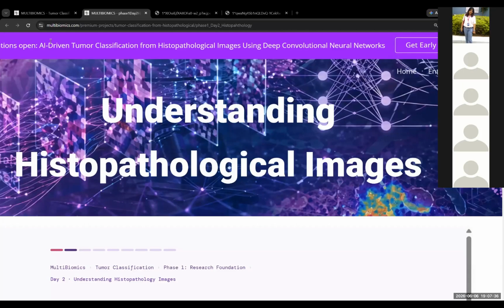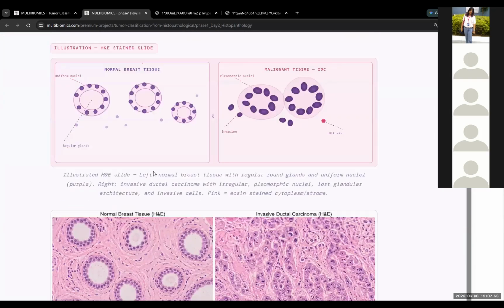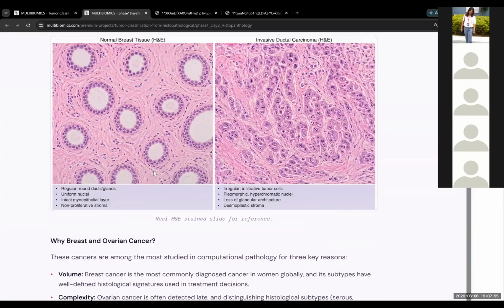So it is AI driven tumor classification from histopathological images. Now we will look at what a histopathological image is. You should know that. You have seen these types of slides in many textbooks.